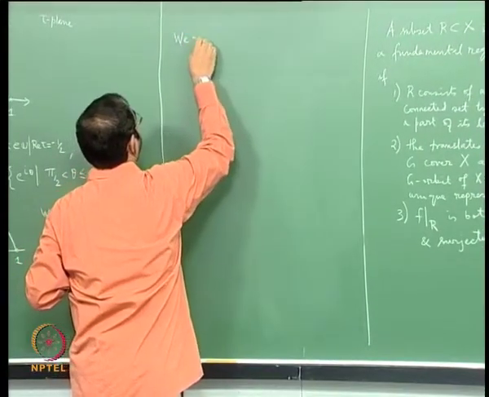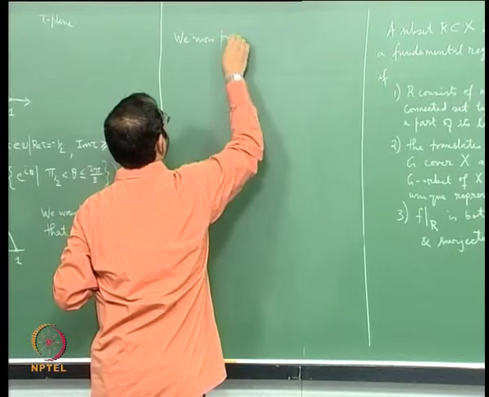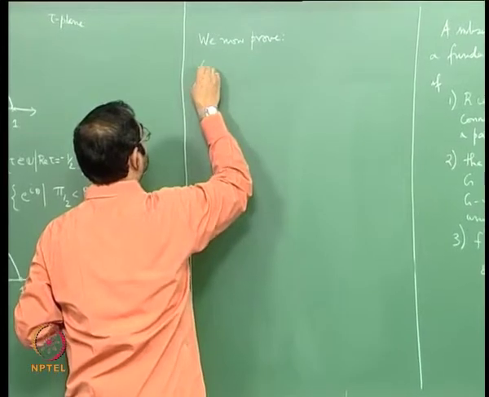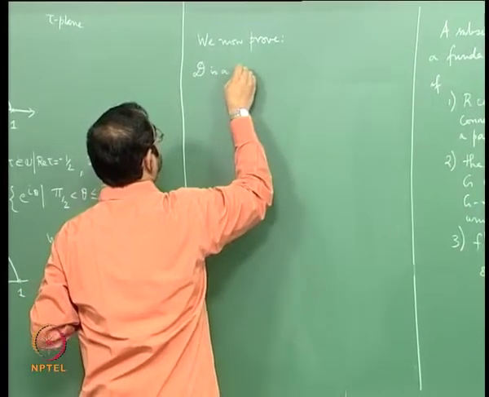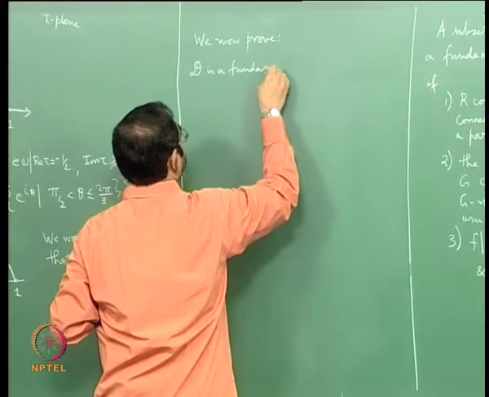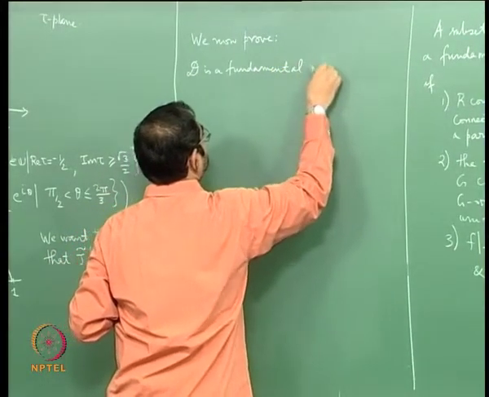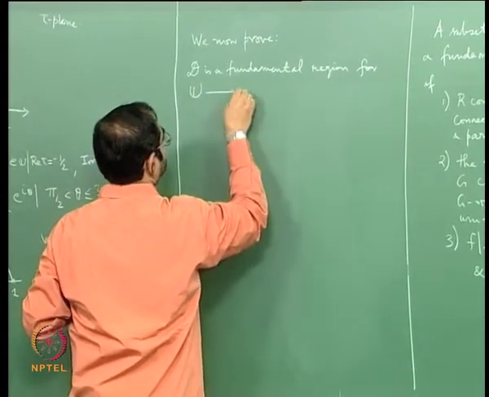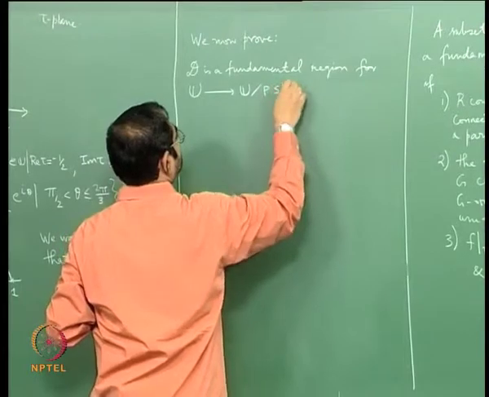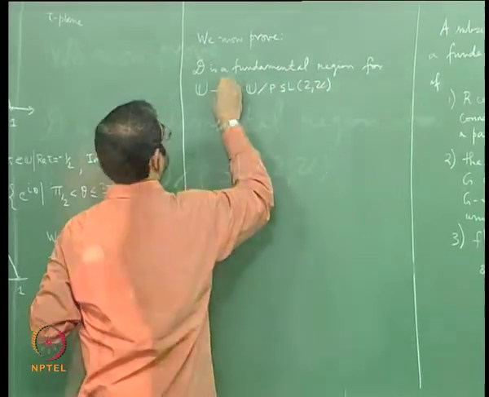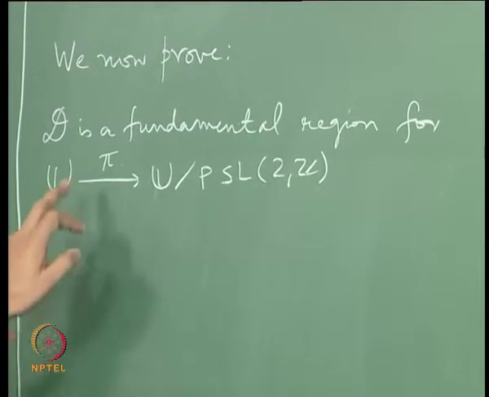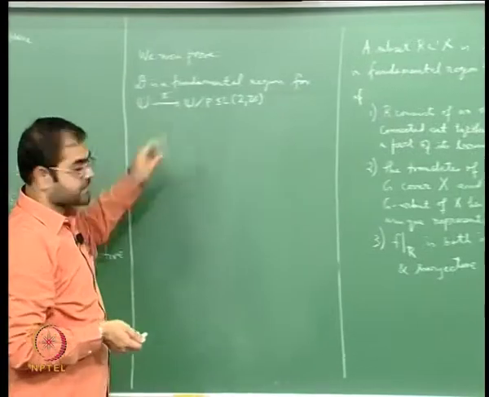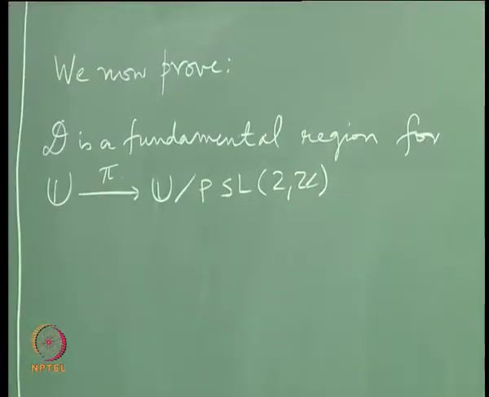We now prove script D is a fundamental region for U to U mod PSL2C. Let me call this map pi, do not confuse this map with the pi in the first example. Okay, we will prove this.